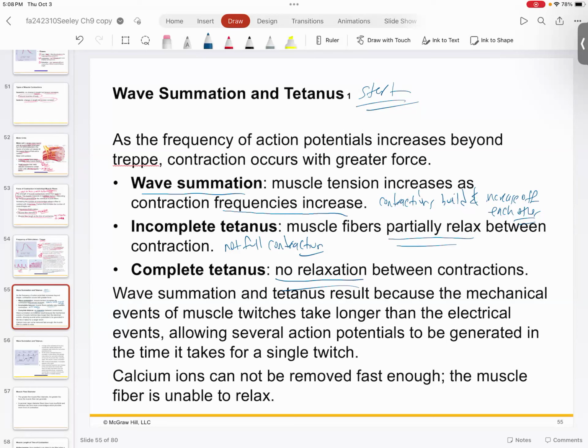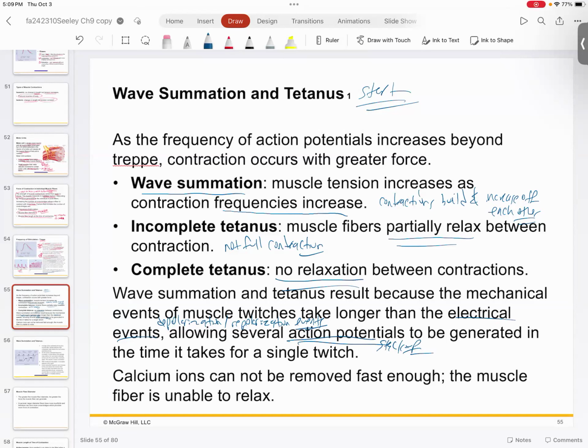When you get wave summation and tetanus, this is happening because the actual twitch is lasting longer than the electrical events. Remember, by electrical events we mean the depolarization and repolarization events. So if the relaxation is taking a little longer than the time for the next depolarization, that will allow your action potentials to stack up, for lack of a better term.